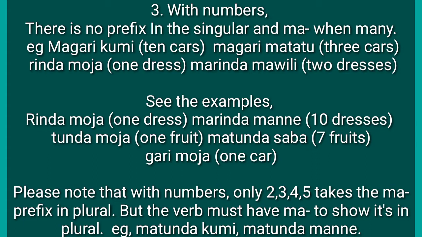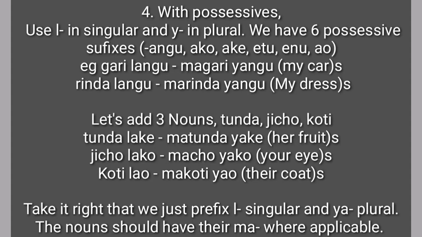Let's see more examples. Rinda moja, 1 dress. Marinda manne, and not rinda nne, because we have added ma because it is a 4. We only add ma when it is number 2, 3, 4, and 5. The rest don't add ma. I hope you got that. Don't add ma on the rest.